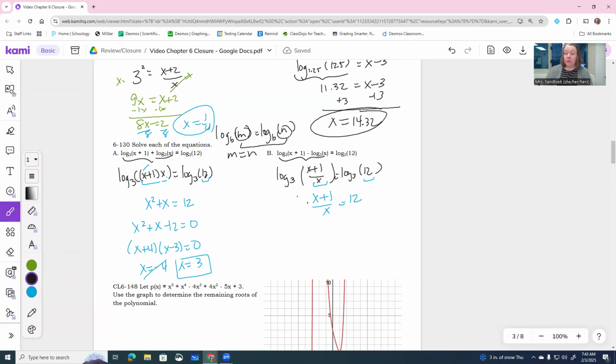Okay, and then this one we're going to solve similar to how we solved that one up above. So I'm going to multiply by x. So I'll have x plus 1 equals 12x. I'll subtract this x. So I'll have 1 equals 11x. And then I'll divide both sides by 11. And I'll get x equals 1/11.